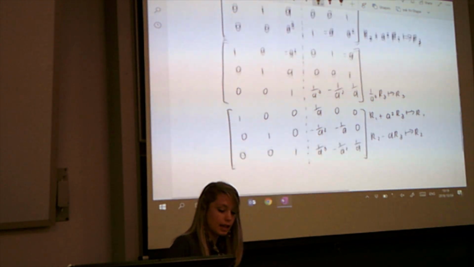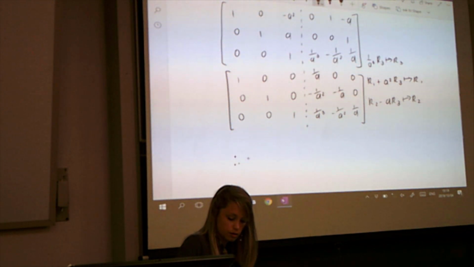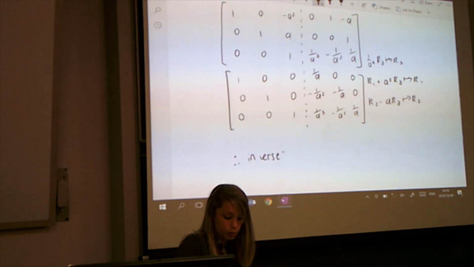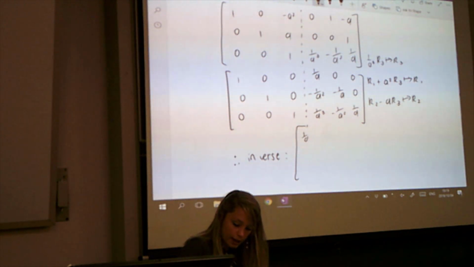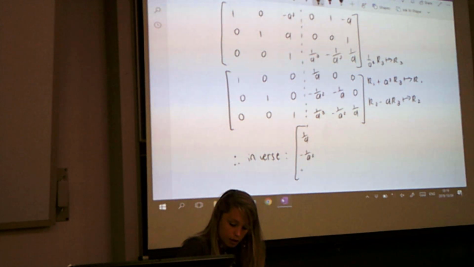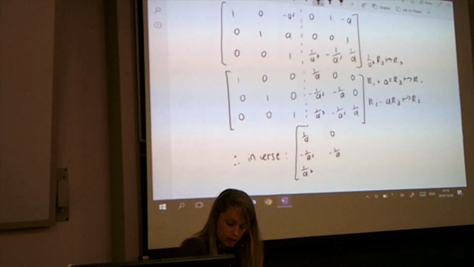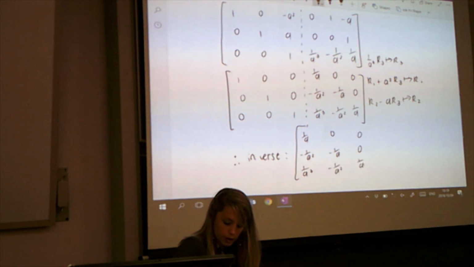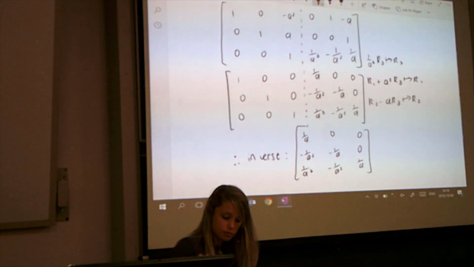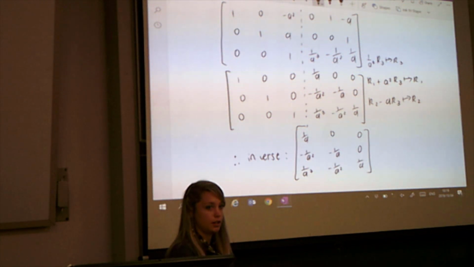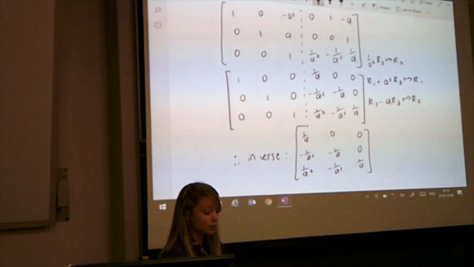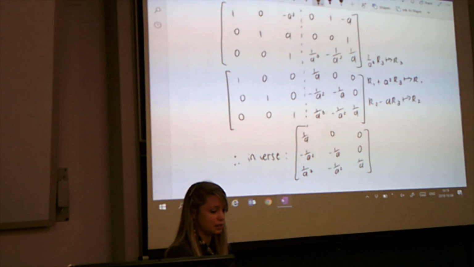So that means that the inverse of the matrix that we started with is this matrix that we have here. So it's 1 over A, minus 1 over A squared, 1 over A cubed, 0, minus 1 over A, minus 1 over A squared, 0, 0, 1 over A. And you can check that that is correct. I haven't checked, so I hope it's correct. You can just double check that.